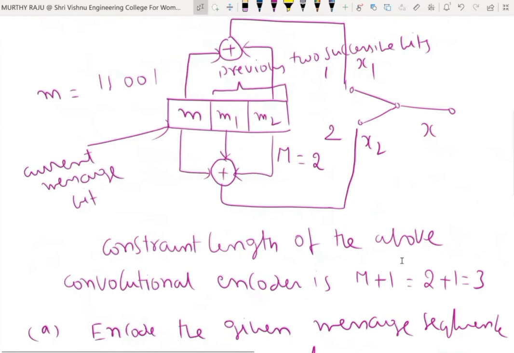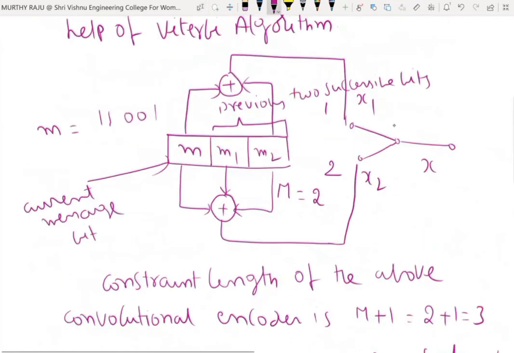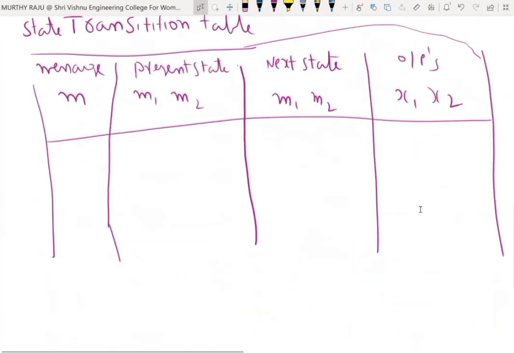Here, from this diagram, X1 is equal to M exclusive OR with M2. X2 is equal to M exclusive OR with M1 exclusive OR with M2. By using these two expressions, calculate the X1 and X2 values. That is the output of the convolutional encoder.